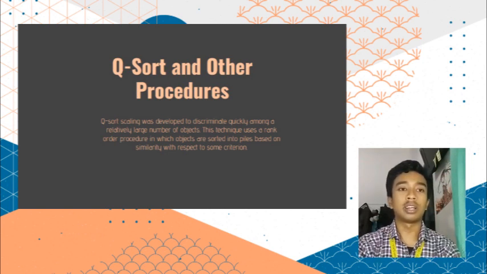Next, keyword and other procedures. Keyword scaling was developed to discriminate quickly among a relatively large number of objects. This technique uses a rank order procedure in which objects are sorted into piles based on similarity with respect to some criterion.